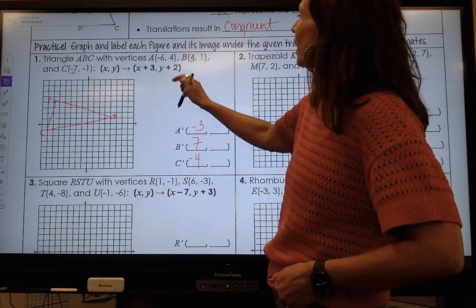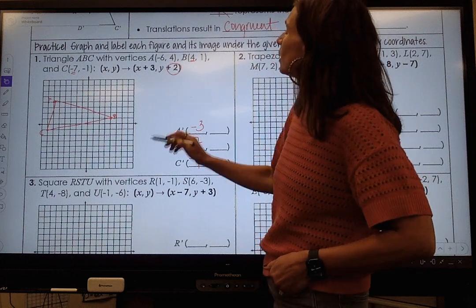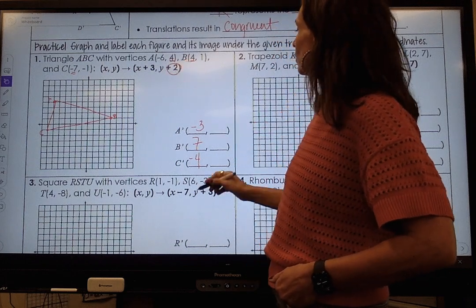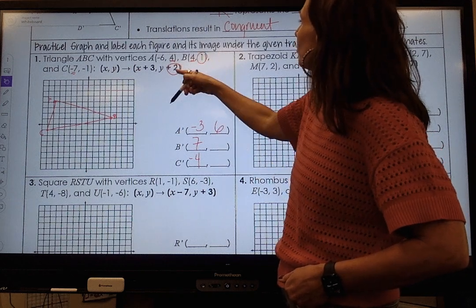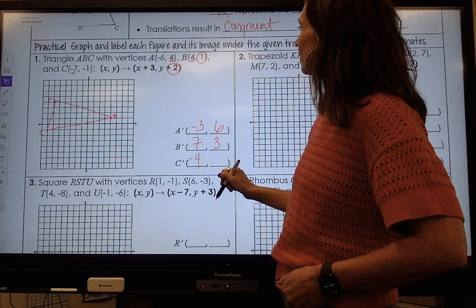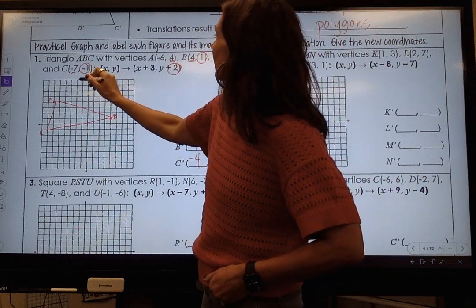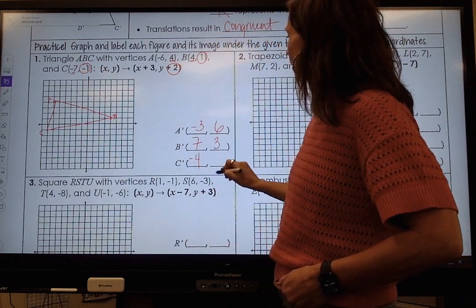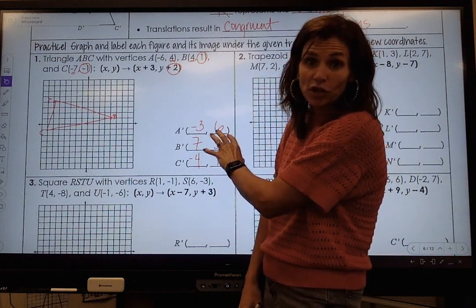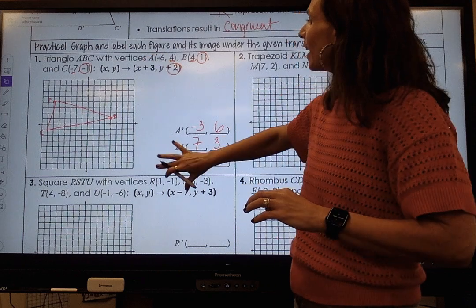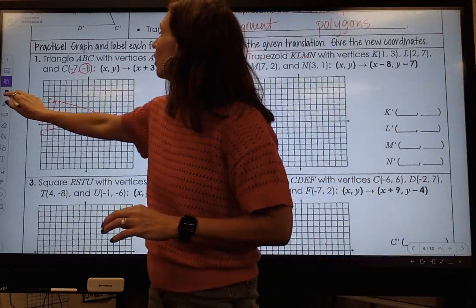To get my new y values, the rule is to add 2. So I'm going to take 4 plus 2 is 6. I'm going to take 1 plus 2 is 3. And I'm going to take negative 1 plus 2 is a positive 1. So this is my image, and I have my pre-image. Now let's see what that looks like on the graph.